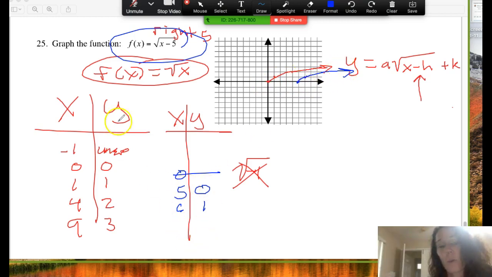And you can plug in points. Or you can just do this regular graph and shift it to the right 5. We did the regular graph, and we shift every point to the right 5.